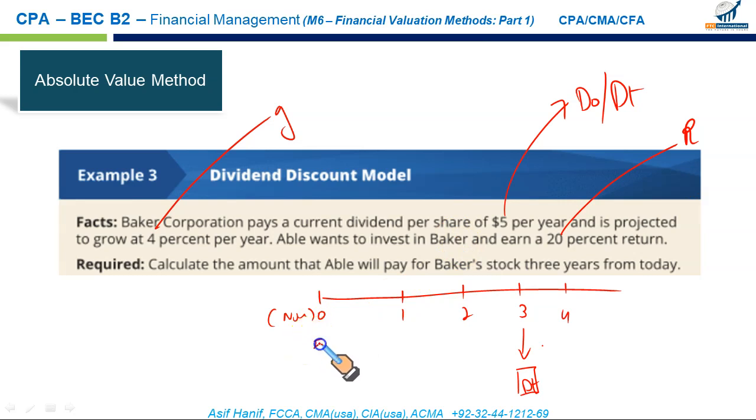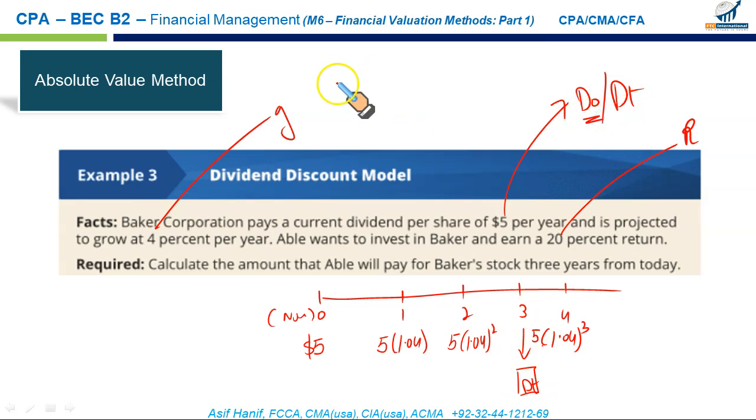So what you do, 5 is the dividend now. The dividend at the end of year 1 will be 5 into 1.04. Dividend at the end of year 2 is going to be 5 into 1.04 squared. I'm sure you know it's growing at the rate of 4%. And dividend at the end of year 3 is going to be 5 into 1.04 raised to the power 3. This is the dividend at the end of year 3, which will serve as our D0 or D_T.